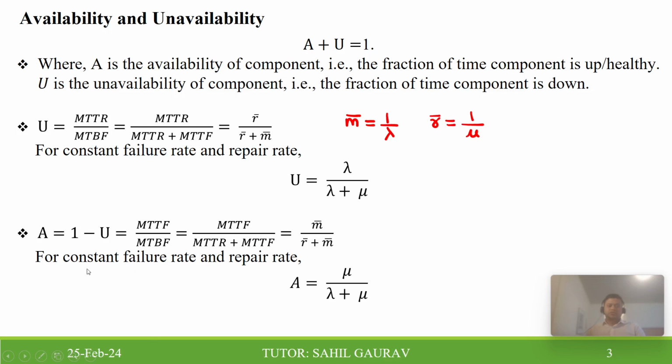And now if you have a constant failure rate and repair rate, where the failure rate is lambda and the repair rate is mu, then you can get the availability using this expression: A equals mu upon lambda plus mu.